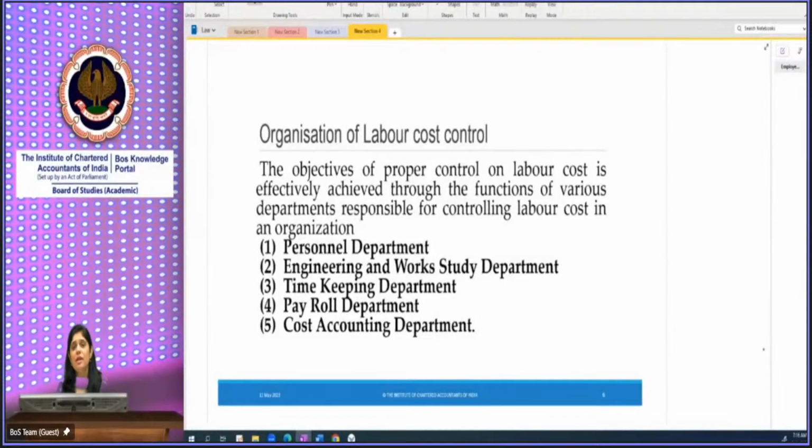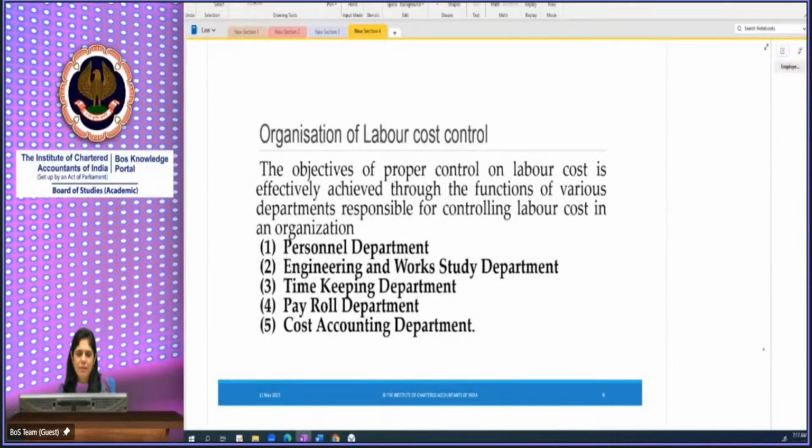Now this engineering and work study department is a technical department. All right. They do various forms of analysis to reduce the labor cost. So how they do it, we'll just understand. Timekeeping department, of course, since we are talking about employees, we are talking about human resources. So we have to keep a track of their time, their attendance, basically. All right.